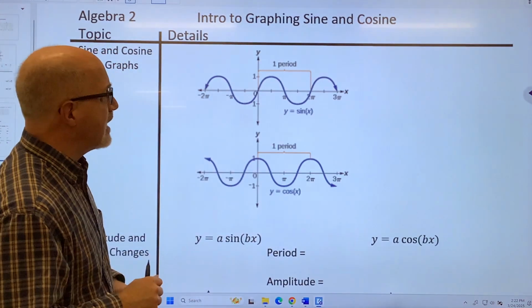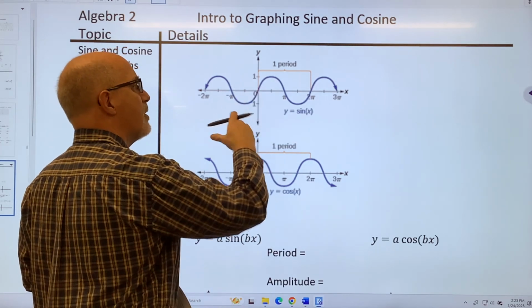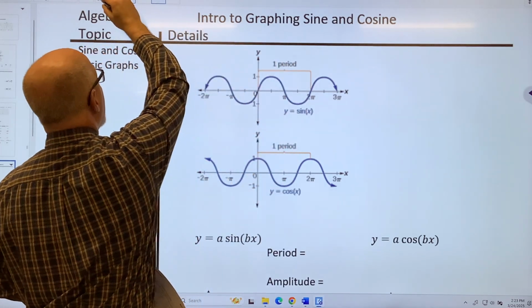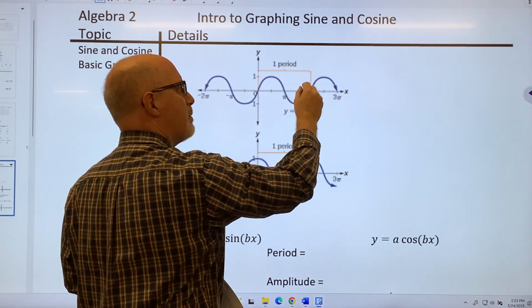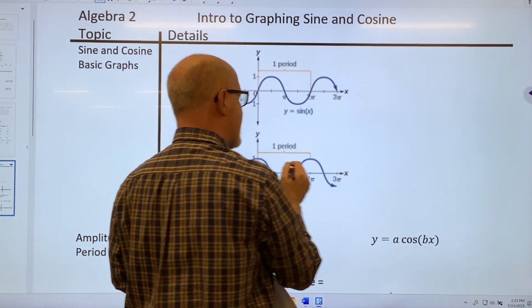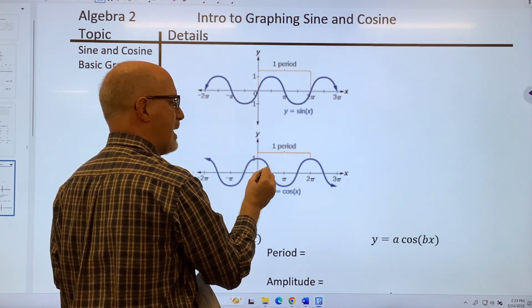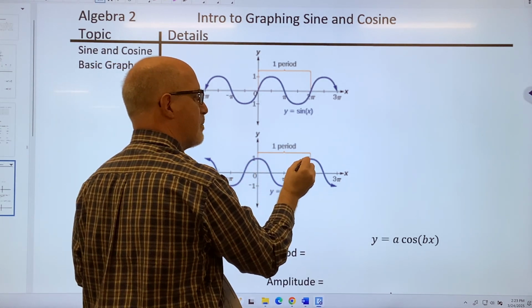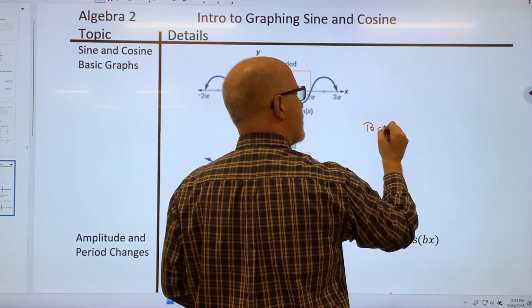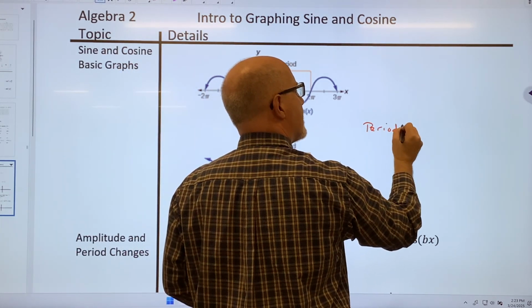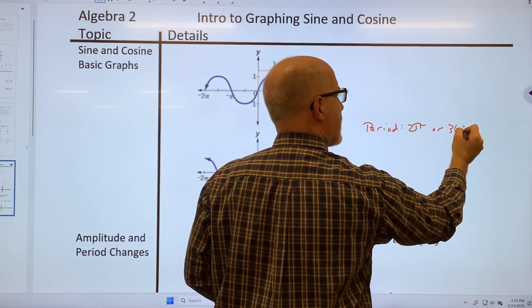So if we look at the standard graph for sine, it starts at 0, and then it goes from there out to and starts repeating again at 2 pi. So once it repeats again, that's our period. The same thing happens for cosine. If I start at this point and I go all the way till it starts repeating again, my period for this family of functions would be 2 pi. If I were to think of that in degrees, that would be 360 degrees.